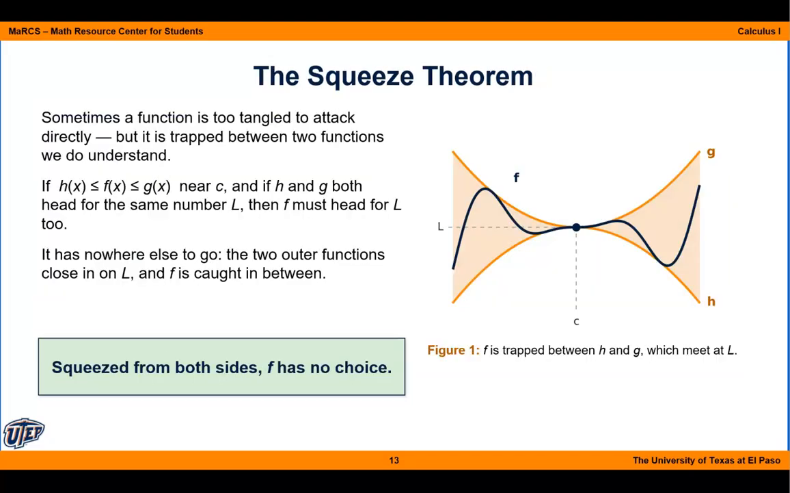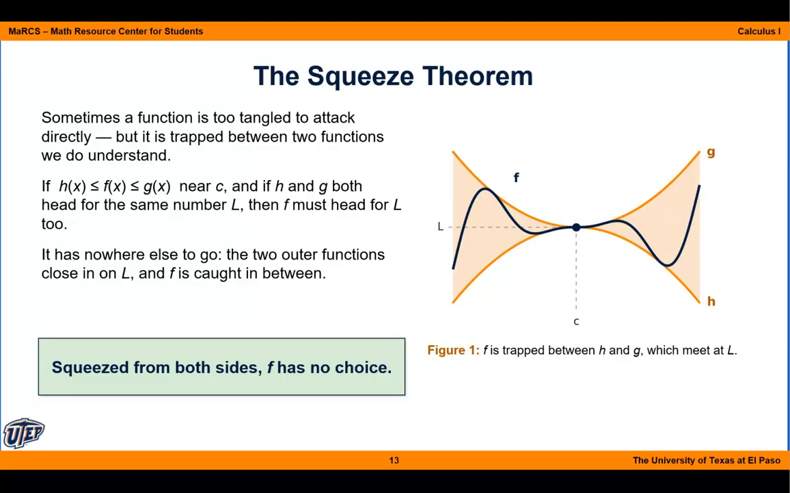Not every limit can be evaluated through direct substitution or an algebraic repair. Sometimes a function we care about is difficult to analyze directly, but we can trap it between two simpler functions. The squeeze theorem says that if f remains between a lower function and an upper function near C, and both outside functions approach the same number L, then f must also approach L.